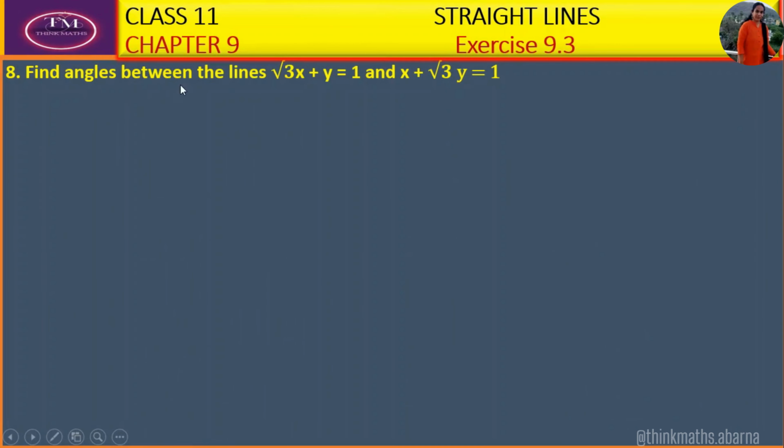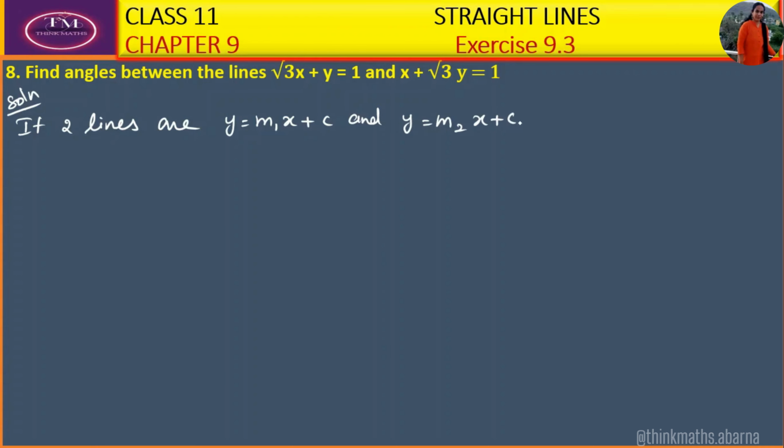Find the angle between the lines root 3x plus y is equal to 1 and x plus root 3y equal to 1. So we know the formula for the angle between the lines. If two lines are y is equal to m1x plus c and y is equal to m2x plus c, these are the equations of two lines.